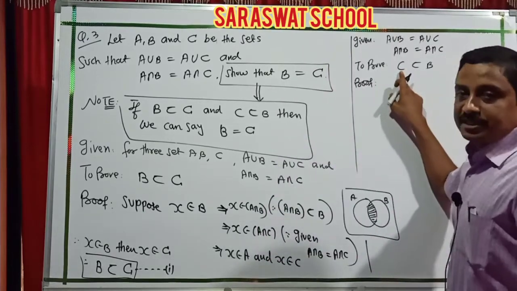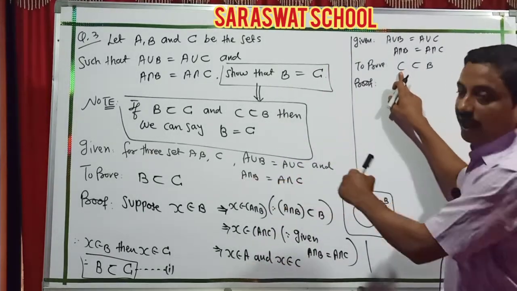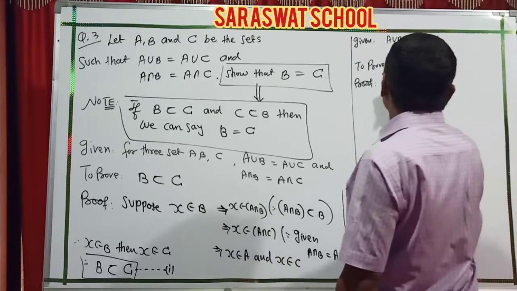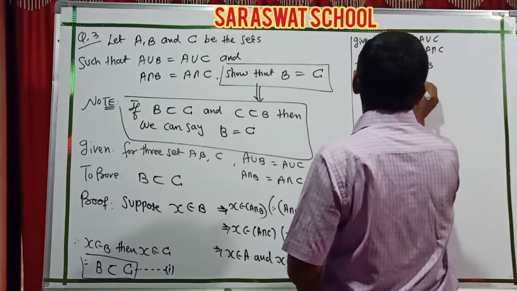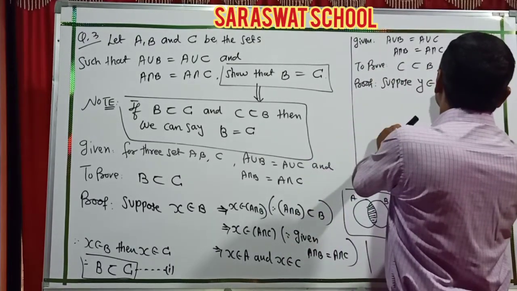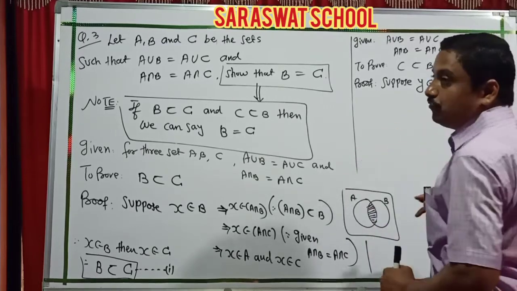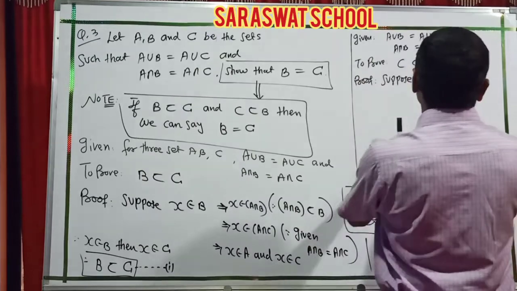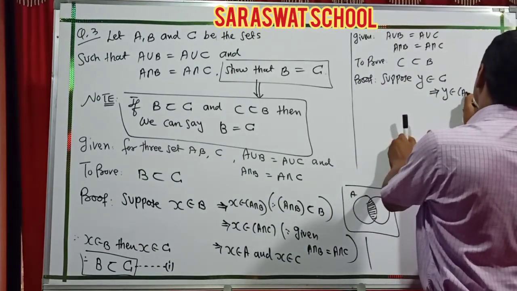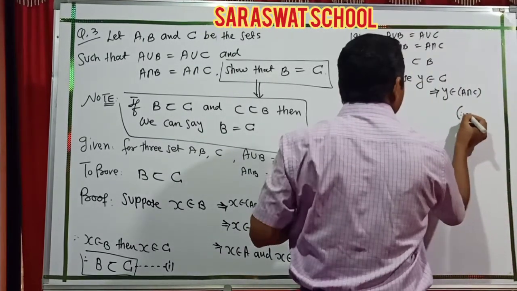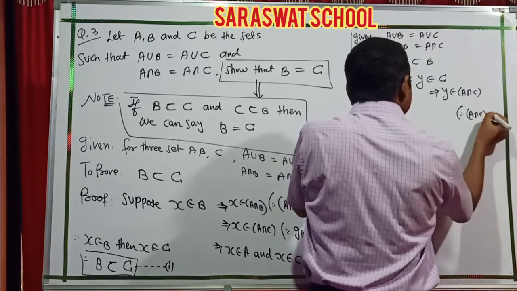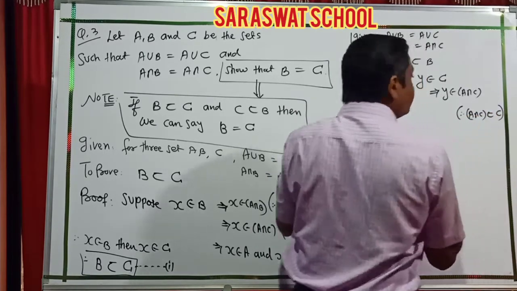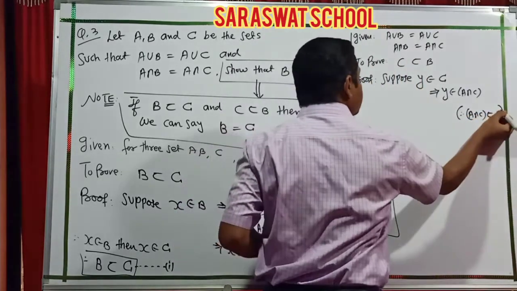Now here I start from C's side. Suppose some Y belongs to C, such that if Y belongs to C, surely it is present in A intersection C. Y belongs to A intersection C, because A intersection C is a subset of C. Here, take set C as students.